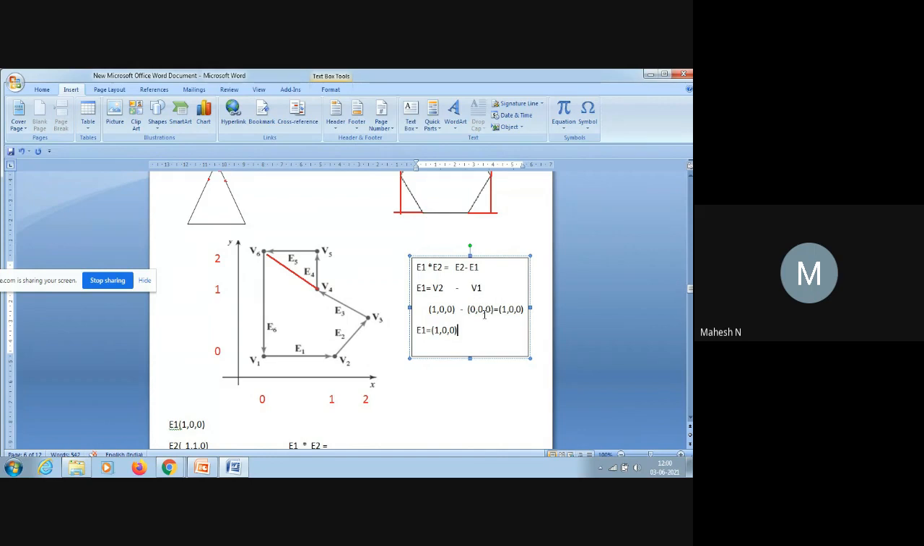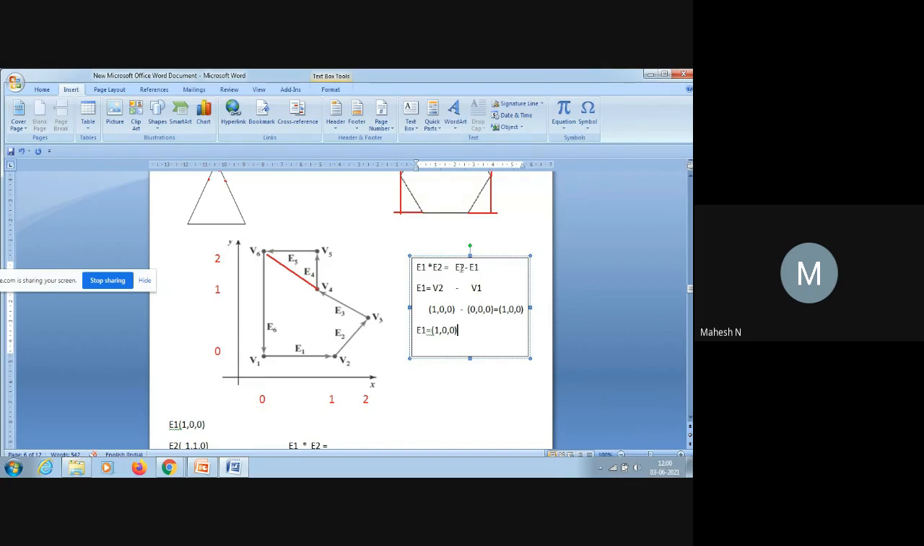Fine, right? So now V2 minus V1 means the respective axis differences. The x-axis of V2 minus the x-axis of V1: 1 minus 0 is 1. Now the y-axis of V2 minus the y-axis of V1: 0 minus 0 is 0. And it is the same thing with respect to z also. So E1 is 1 comma 0 comma 0.